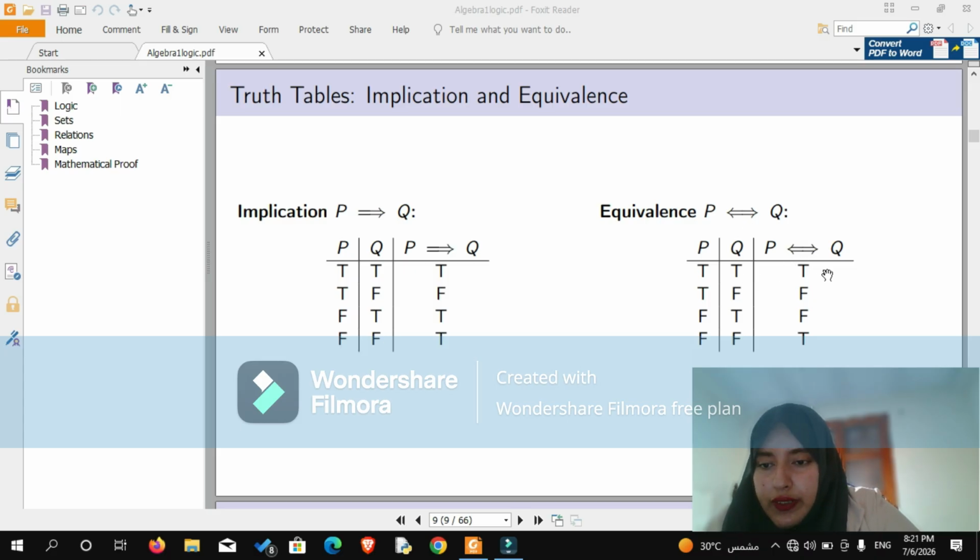The equivalence, as I said, is true when both of them are true or both of them are false, and it is false otherwise.